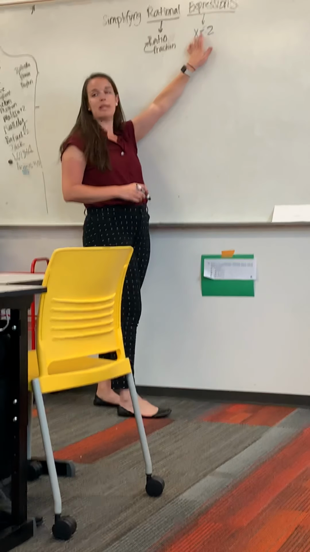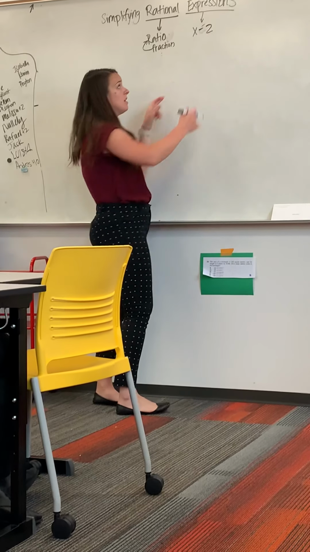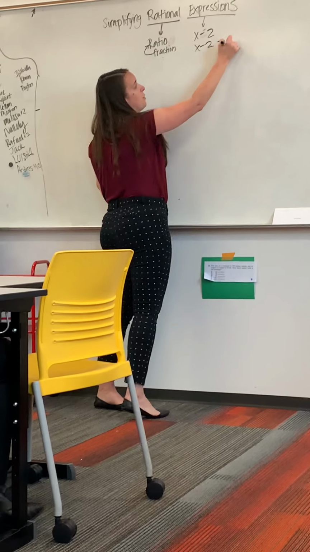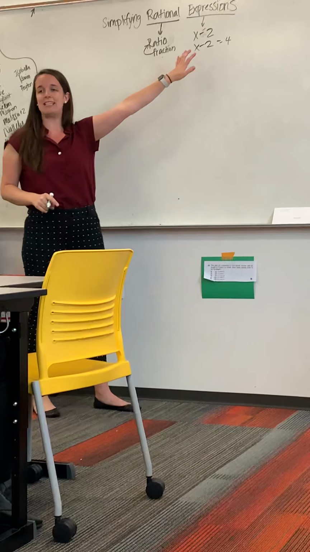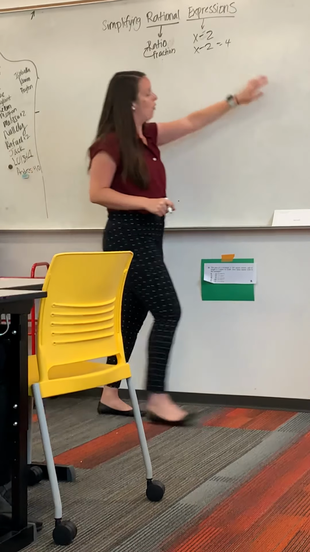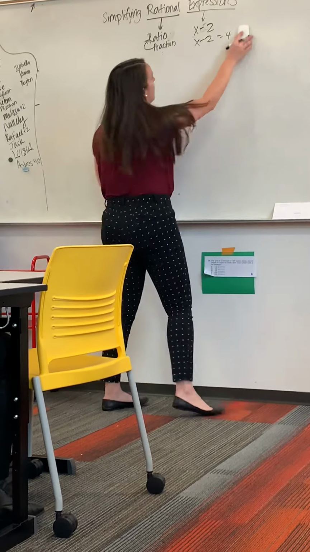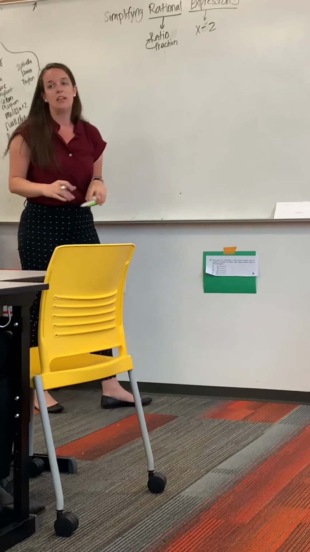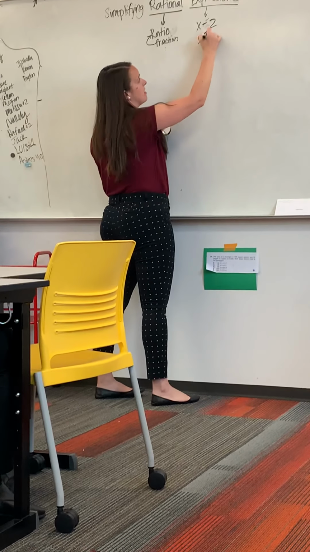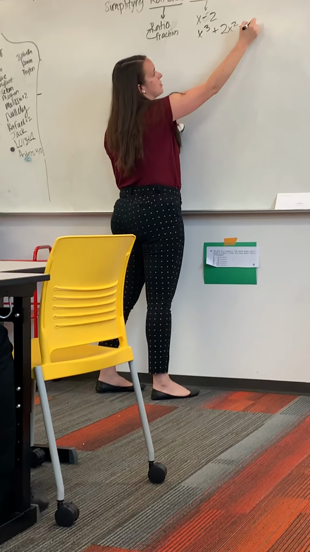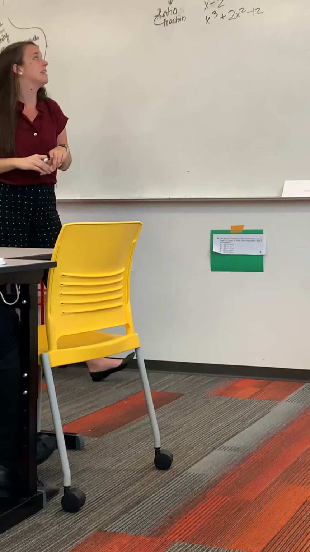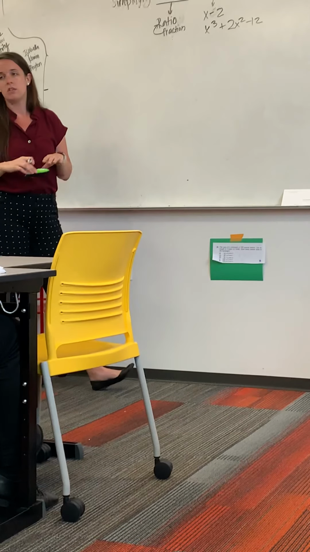So x minus 2 is an expression, but x minus 2 equals 4 is an equation. This is not an expression. An expression only includes something that does not have an equal sign. It could be crazy, like this plus 2x squared minus 12 or whatever, but it is not going to have an equal sign. Okay. Does that make sense?